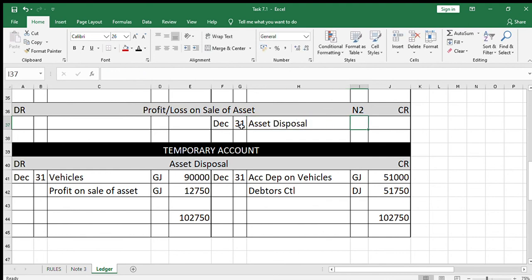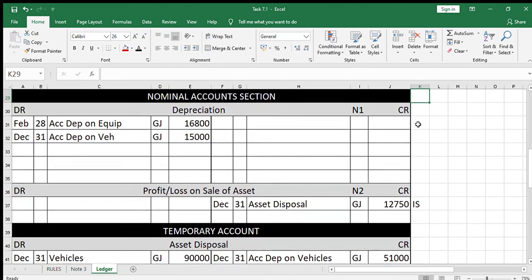Sorry, the question doesn't ask you for this ledger account, but I'm just showing it to you anyway. Remember, this would go to the income statement as other operating income. So if you're doing financial statements, it would go to the income statement. Okay, let's go back.